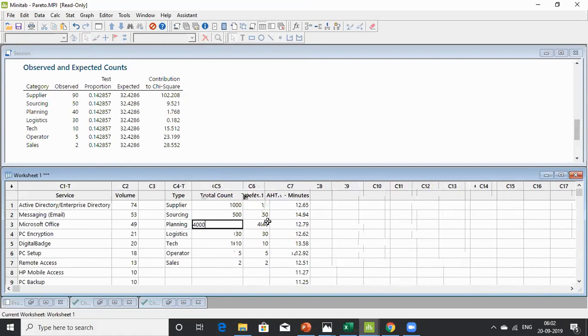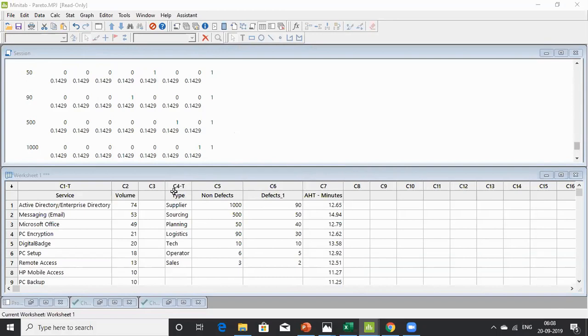Where do you get those values from? I'm just putting some random numbers. Okay. So what you're telling me here is that of a total count of 1,000, you had 90 defects. Okay, so now I have a total count of 1,000, and in that 90 are defects. 500 total against sourcing, and 50 are defects. 240 are defects for logistics. Yeah, so I'm not getting that.